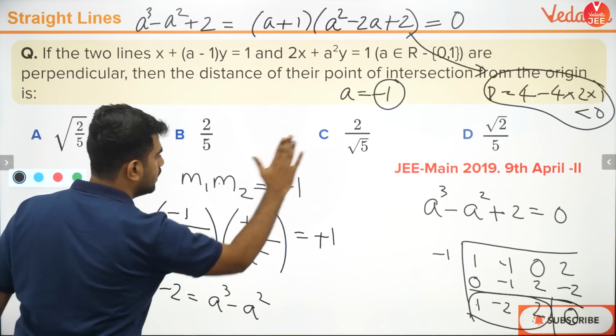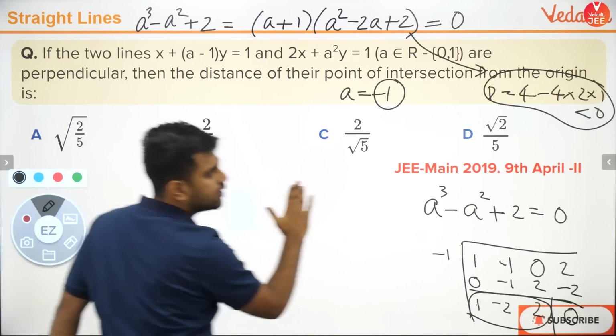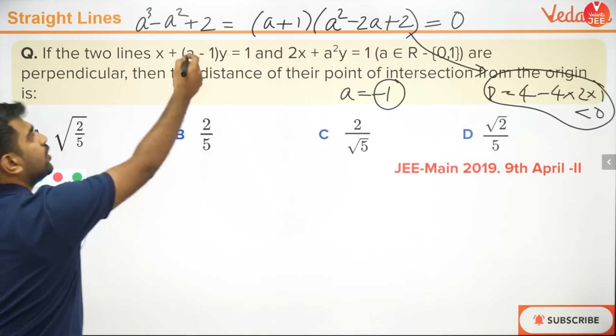I'm going to erase everything. So after I prove that a = -1, how do I solve my question? Let's have a look at that. I will put a = -1 back.